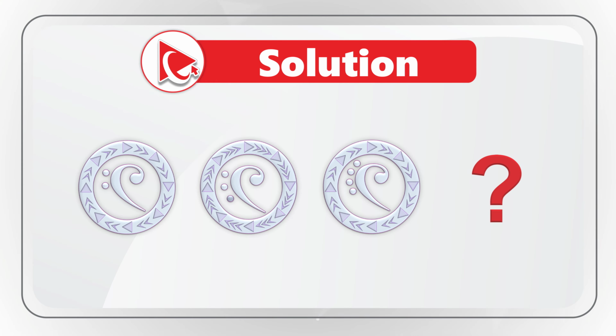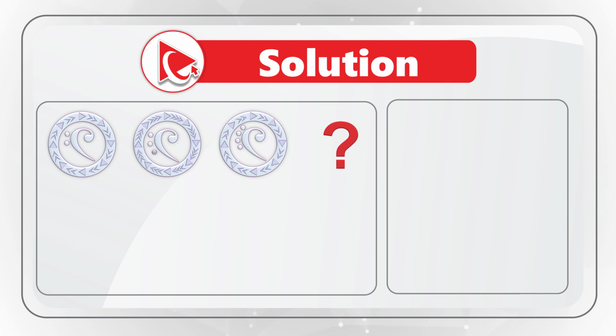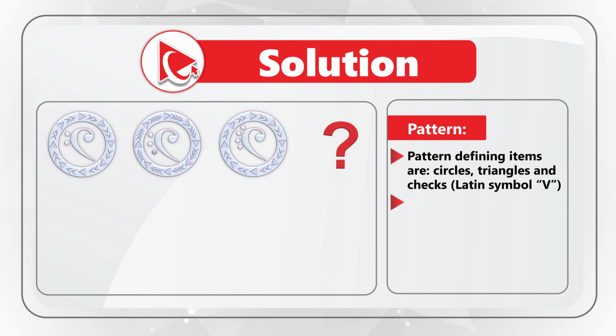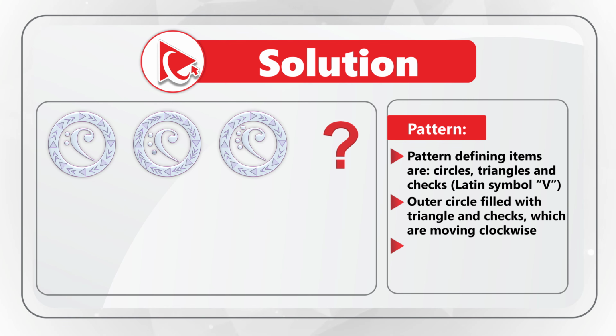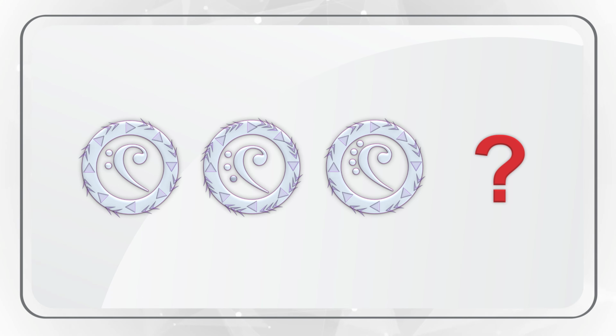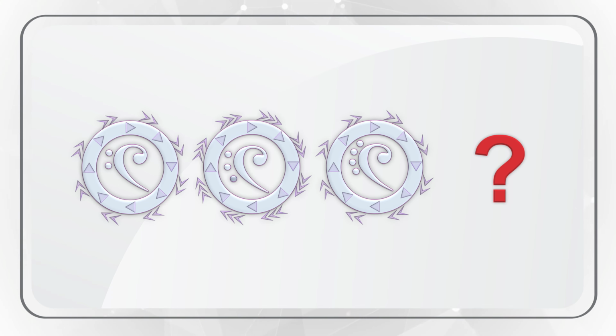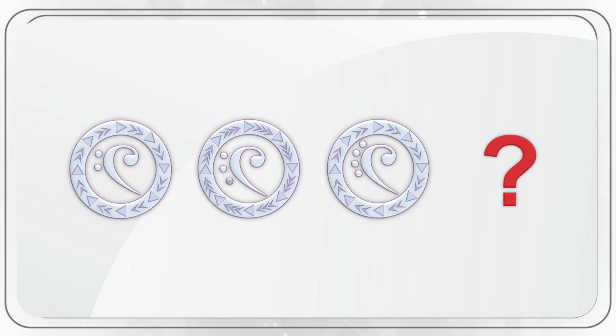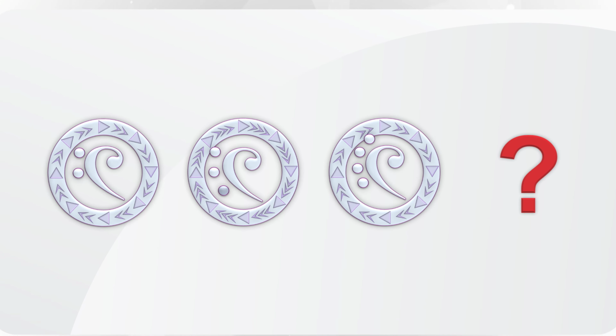As you might have guessed, the key is to define the pattern. And the pattern consists of multiple elements. Pattern defining items are circles, triangles, and checks. They look like the Latin symbol V. If you look closely at the outer circle, it's filled with triangles and those checks, which are moving clockwise. The inner circle also has smaller circles inside.